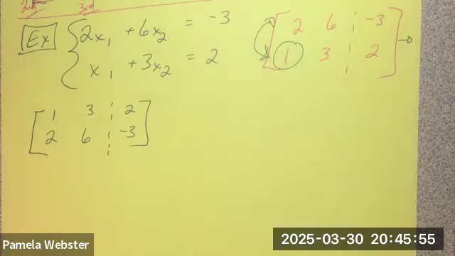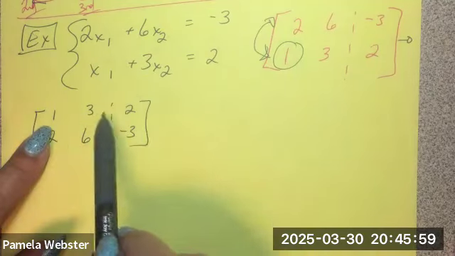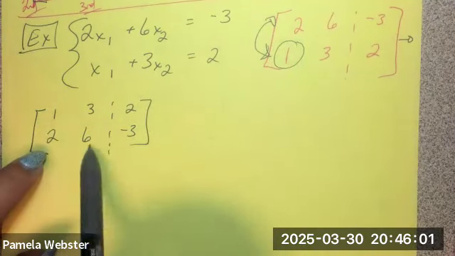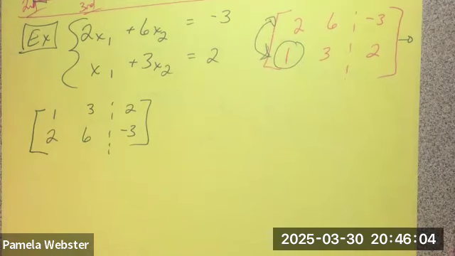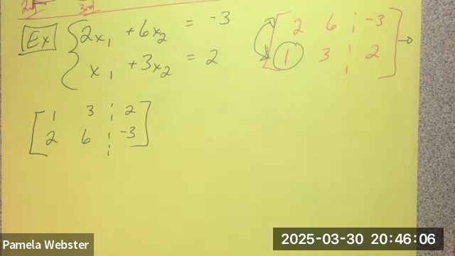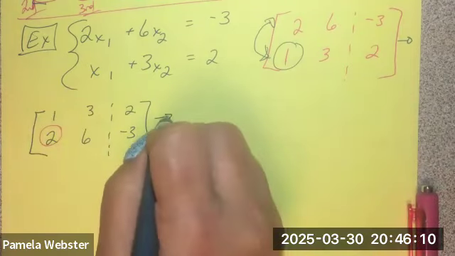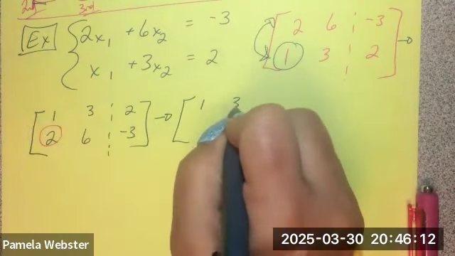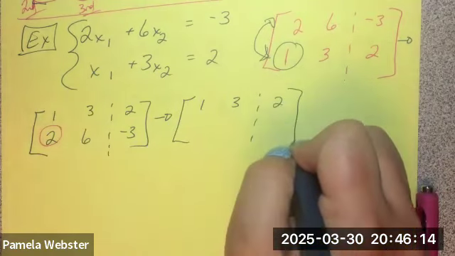Oh, I don't like the order they're in. Let's just switch the equations. As long as the entire 1, 3, 2 goes to the top, 2, 6, -3 goes on the bottom, and I don't lose any signs, we're good. Okay, I want this guy to be a 0, so I'm not going to mess up the top row. I'm going to rewrite him just the way he is, 1, 3, and a 2.